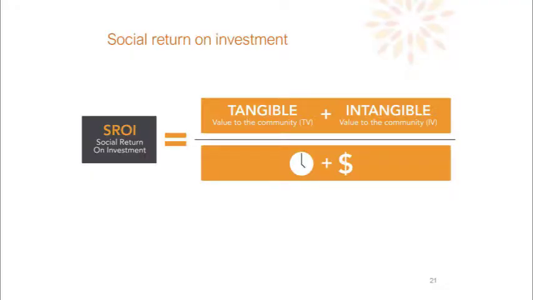So social return on investment. We talk about this one first because it's quite sexy. People like this one. So effectively what social return on investment does is take the tangible and intangible benefits to the community, looks at the time and dollars invested into it, and gives you a dollar value. So at the end of an SROI analysis, you will have something that says, for every dollar invested in this program, it generated $2.15 in social return.